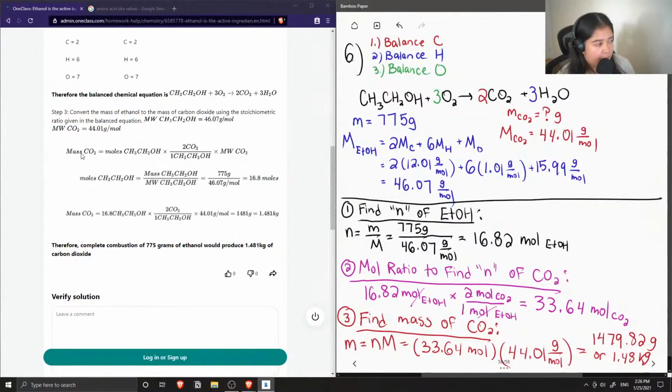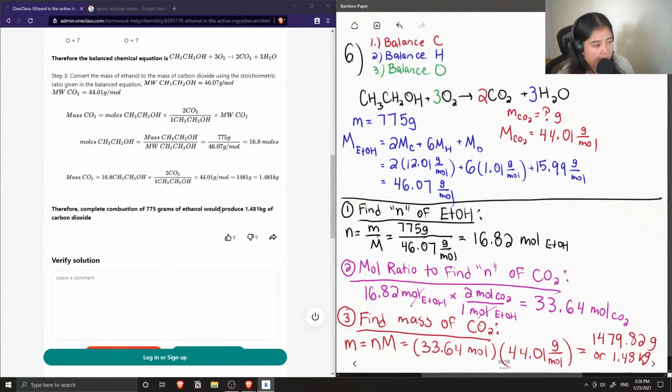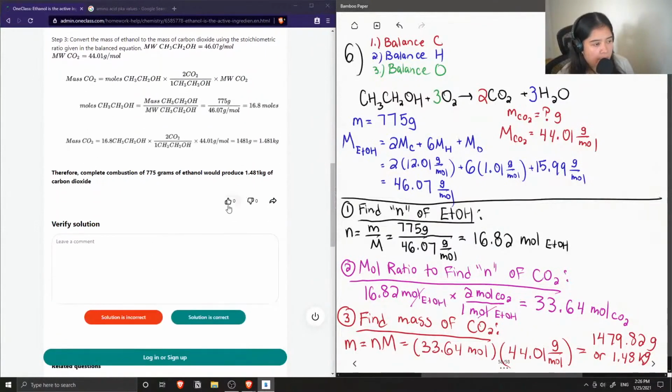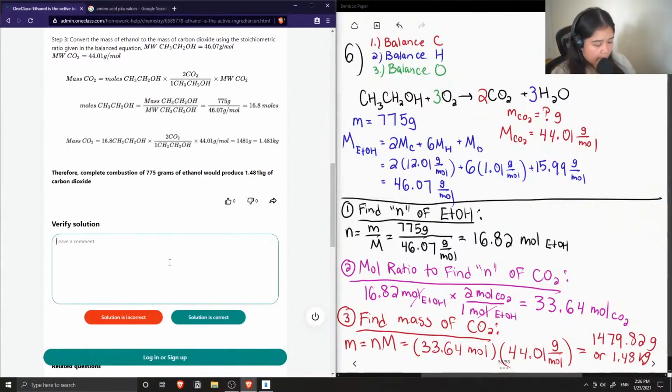First you find the mass of CO2 is equal to the moles. Yep, then they showed how you would calculate the number of moles, mass over molar mass, and they got 16.82 moles of ethanol. Then they used the mole ratio and multiplied by molar mass to get a final mass of 1,481 grams, or 1.481 kilograms. Okay, so this solution is correct.